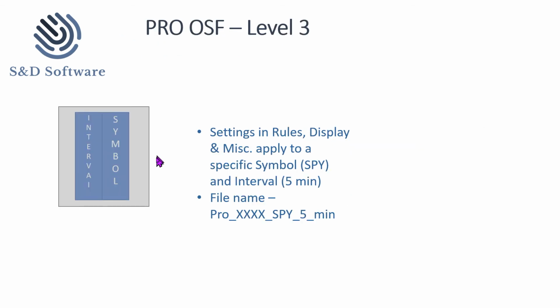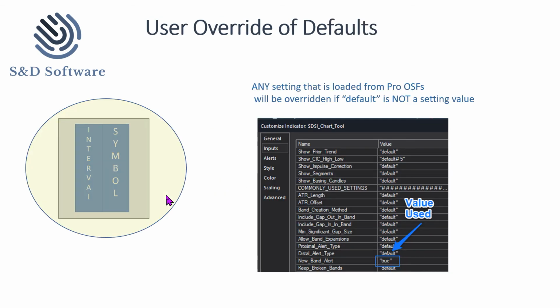Level 3 is one that is very specific. It applies to a specific symbol and a specific interval. So in the file name there, you will see here that it has the symbol and the interval specified, and so that will only apply the settings for that specific symbol and interval.